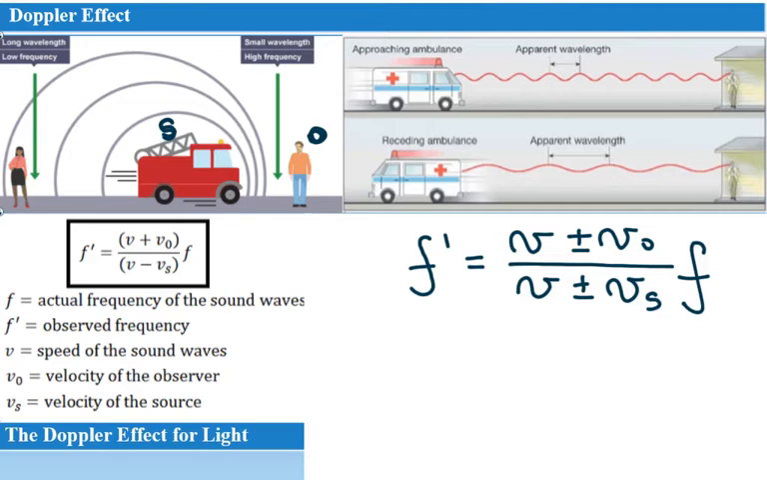Here's another example. I have the source approaching the object, and I have an object moving away from the source. So I have the velocity of the source and I have the velocity of the object. So in this case, the source approaching the object makes the higher pitch. To make the higher pitch, I need to subtract in the denominator.